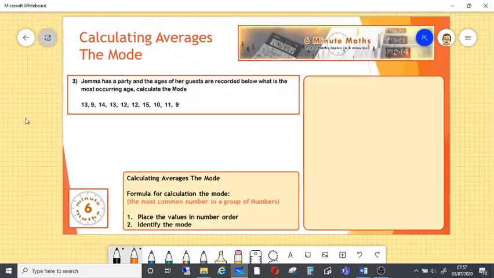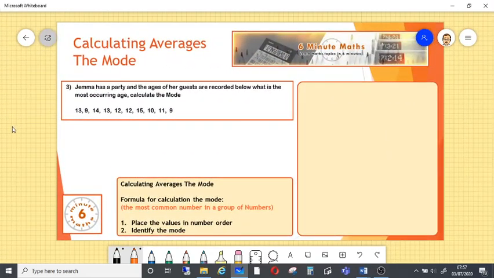There we go. Gemma has a party and the ages of her guests are recorded below. What is the most occurring age? Calculate the mode. So cross them off. So 9's the first one. Always do them in number order. You won't get the right answer. There's another 9 there. 2 9s.